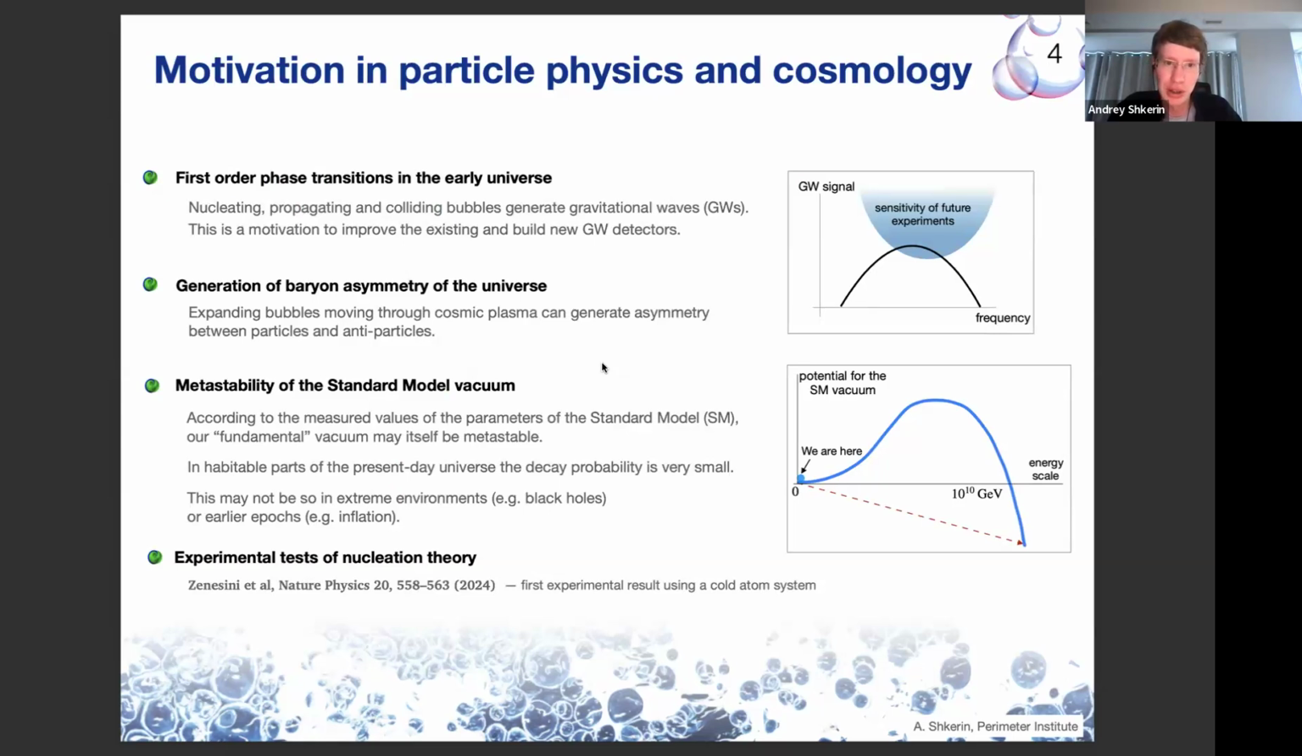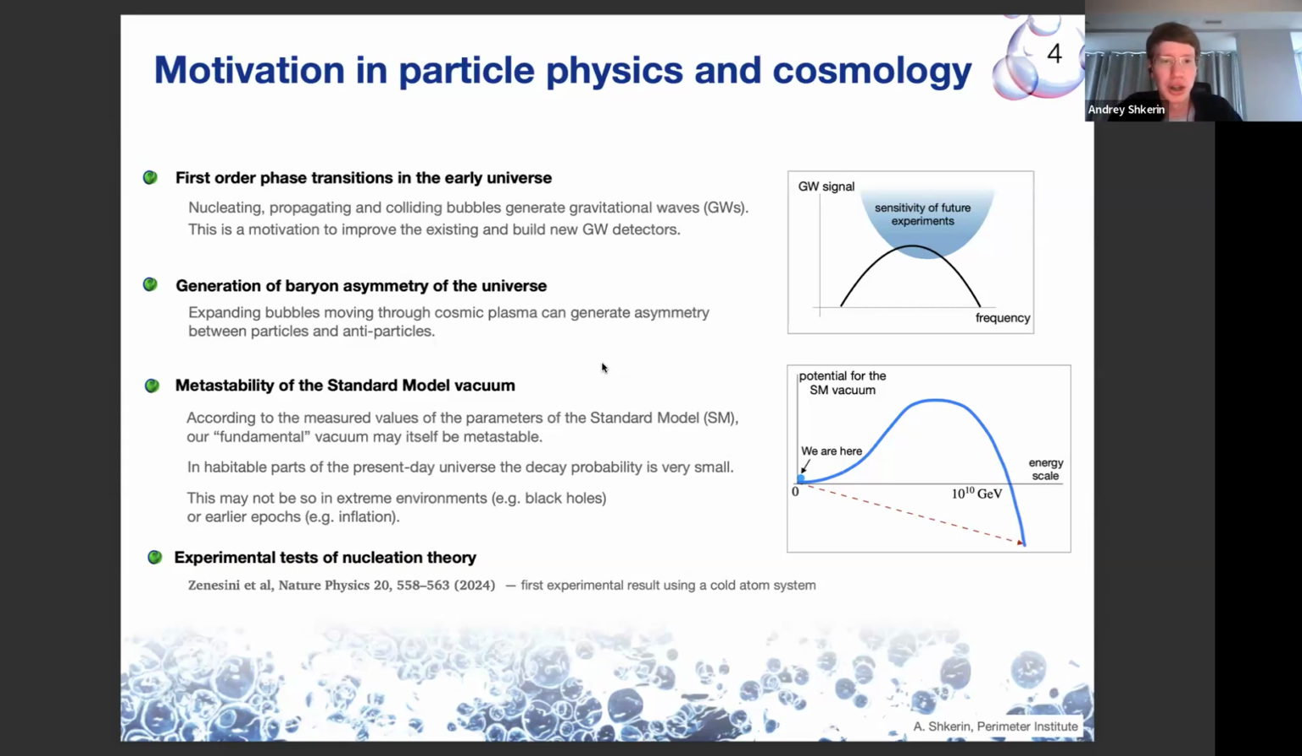One can mention first order phase transitions in cosmology that could happen in the early universe, predicted by many extensions of the standard model. And why is this interesting phenomenologically? Because, for example, nucleation, propagation, and collision of bubbles may generate gravitational waves. And this is actually motivation to improve existing and build new gravitational wave detectors that hopefully will be sensitive to this gravitational wave signal, which is a signal of new physics, essentially. And this is also motivation from the theoretical point of view to improve our theoretical calculations of the gravitational wave signal from such cosmological phase transitions.